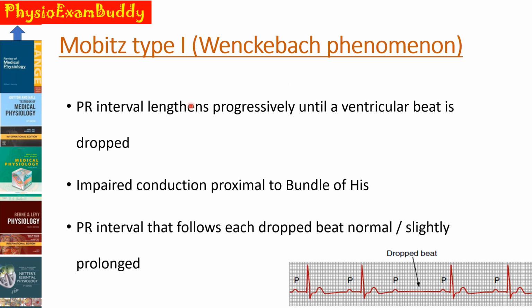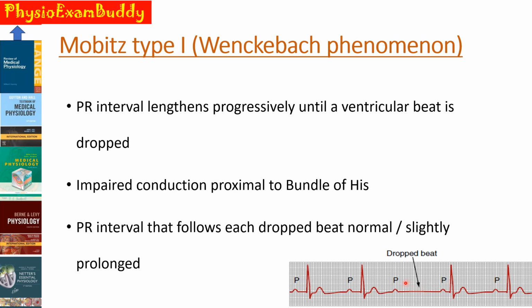It is a form of second degree incomplete heart block in which the PR interval will lengthen progressively. That is P to R. So the PR interval will lengthen progressively until a ventricular beat is dropped. You can see here between these two P waves there is absence of the QRS. So the PR interval will prolong progressively until a ventricular beat is dropped.